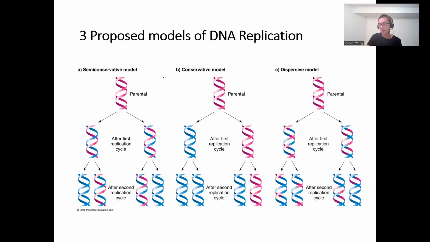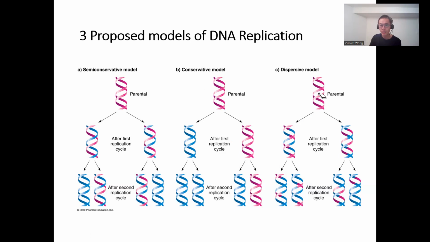So that's semi-conservative. For conservative, you have the original DNA. Instead of separating the two strands, like this is the original DNA, the whole thing, and then you just make a copy of it. So afterwards, you get the original, and then you get a completely new DNA molecule.